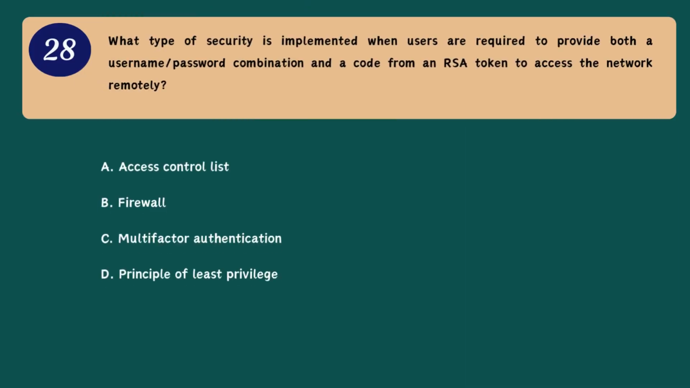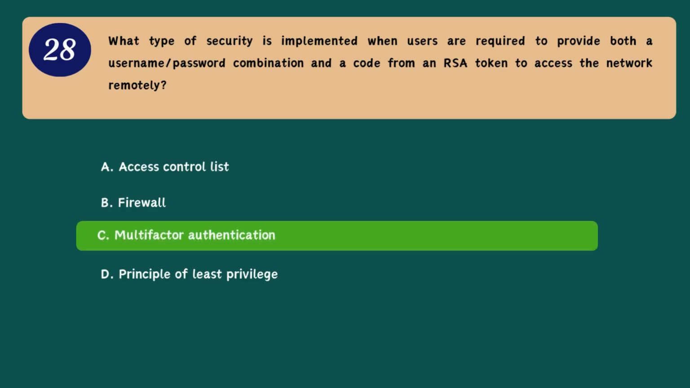Question 28. What type of security is implemented when users are required to provide both a username/password combination and a code from an RSA token to access the network remotely? A. Access control list. B. Firewall. C. Multi-factor authentication. D. Principle of least privilege. Correct answer. C. Multi-factor authentication.